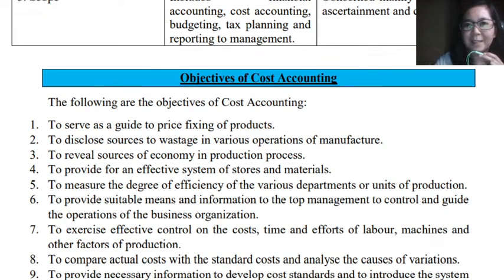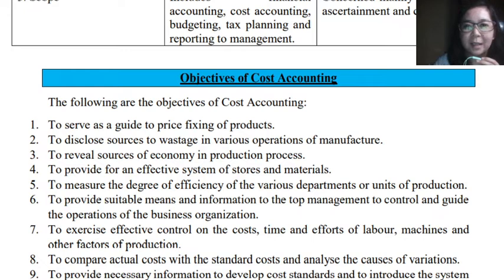Okay, so for this next video lecture, we are still in module number 1. So we will continue with our discussion of the objectives of cost accounting. Okay, so we have here the list of objectives of cost accounting.